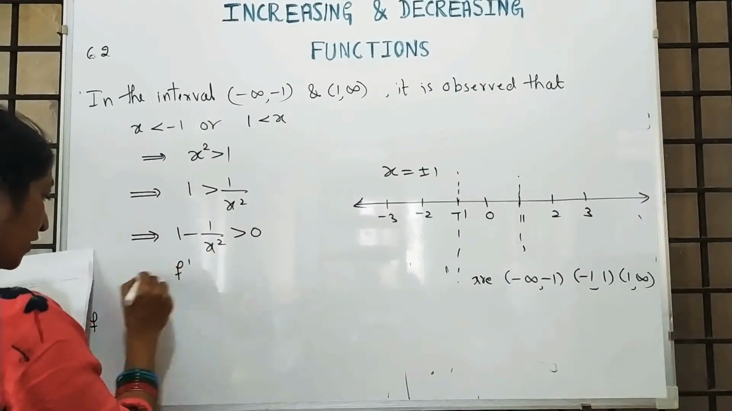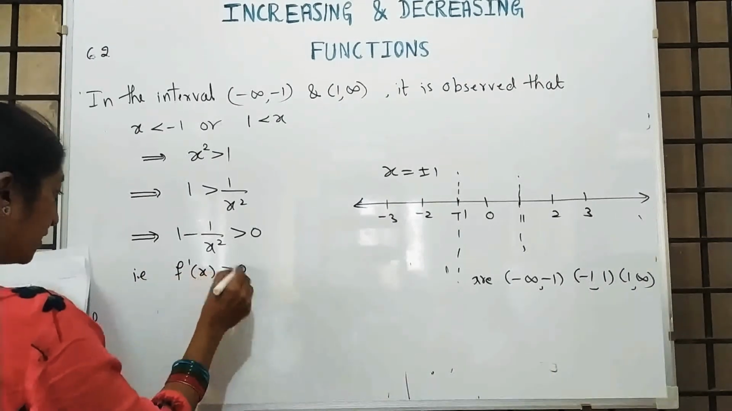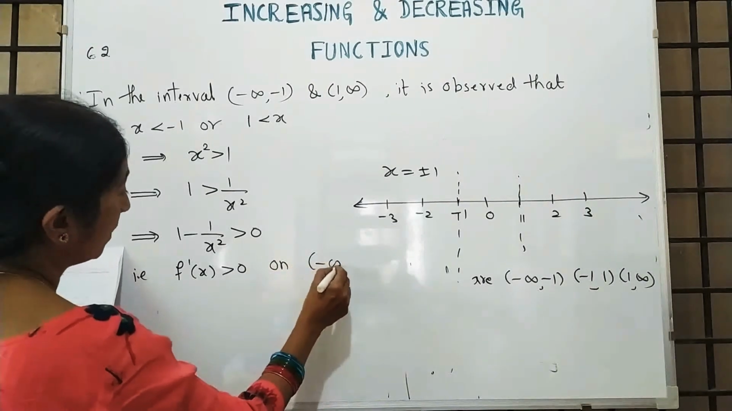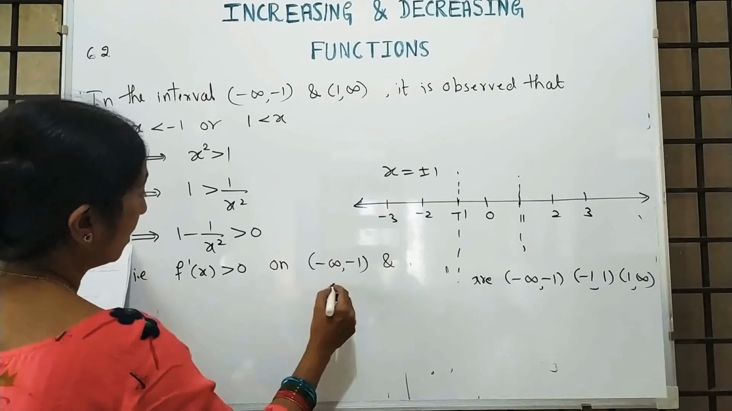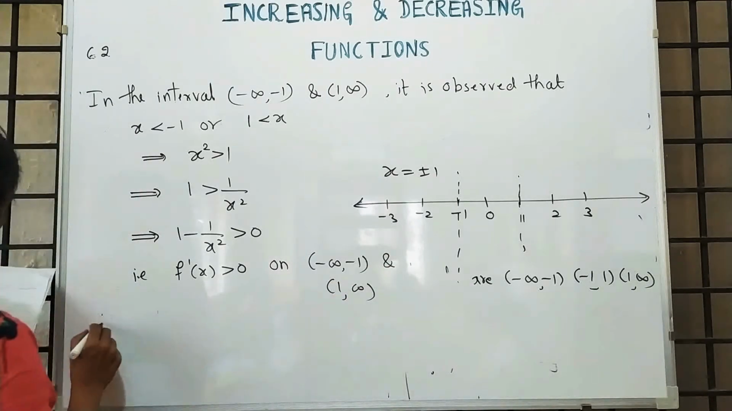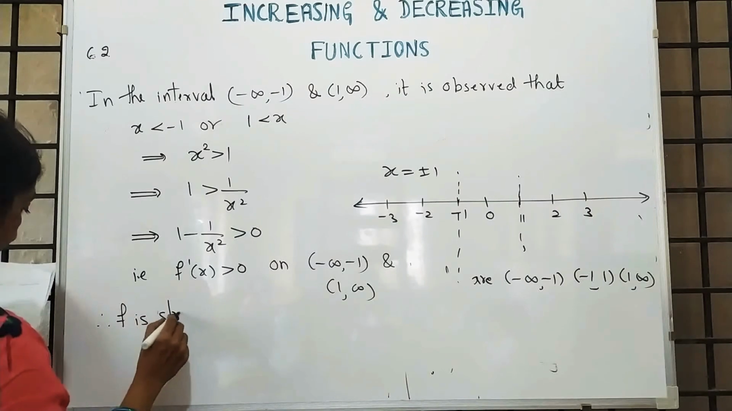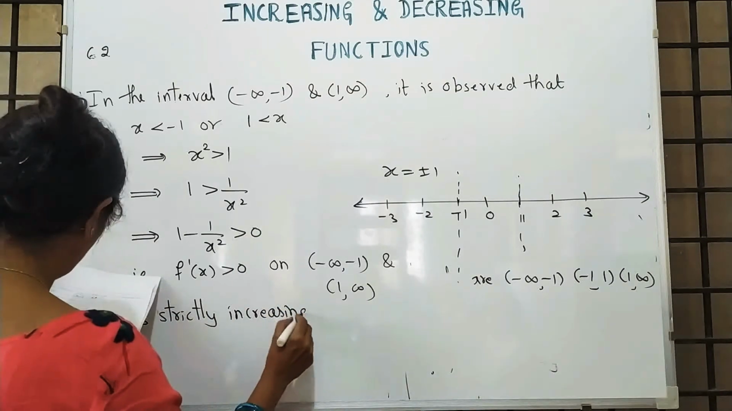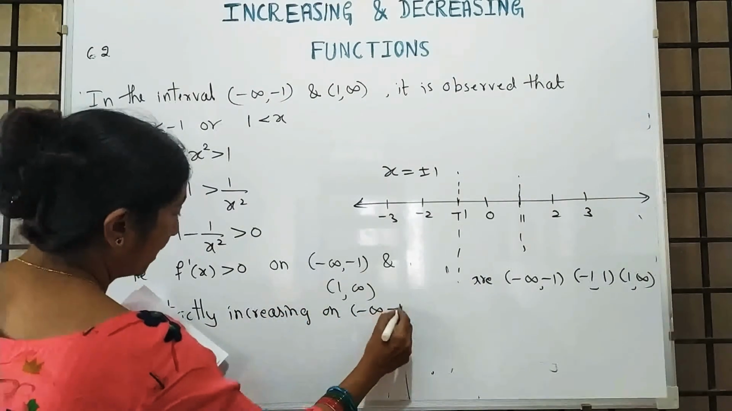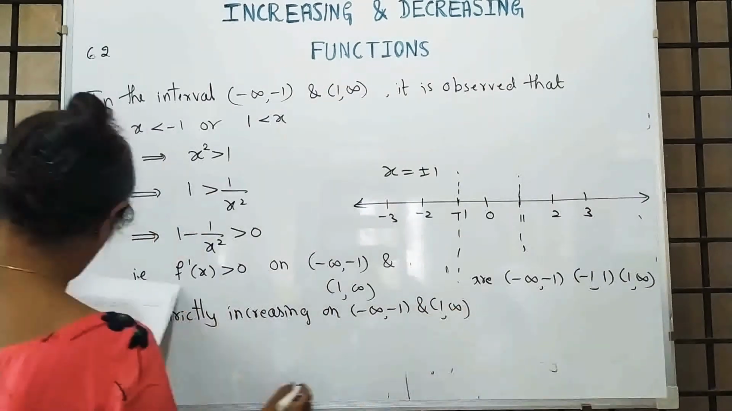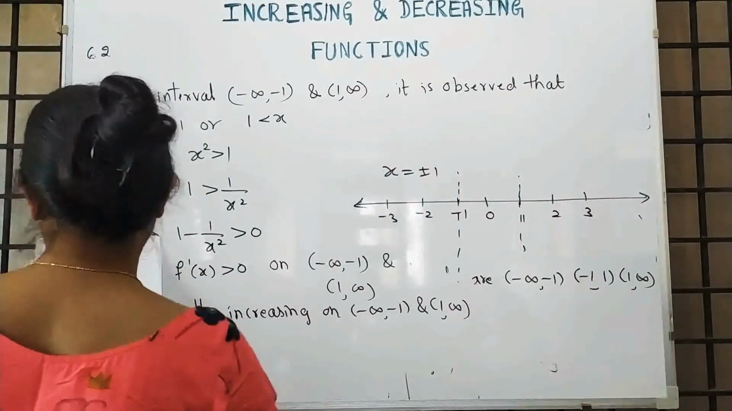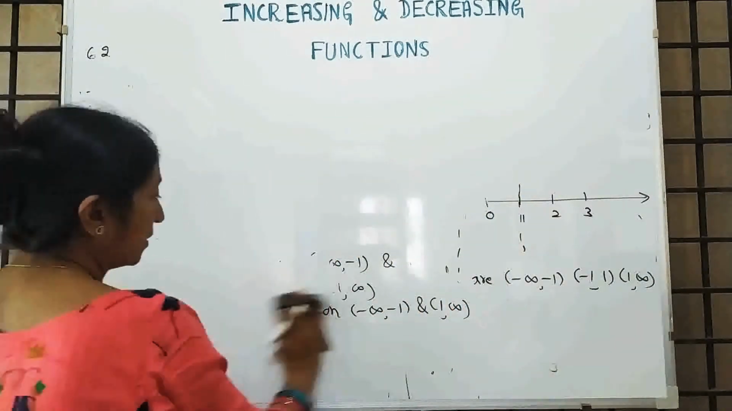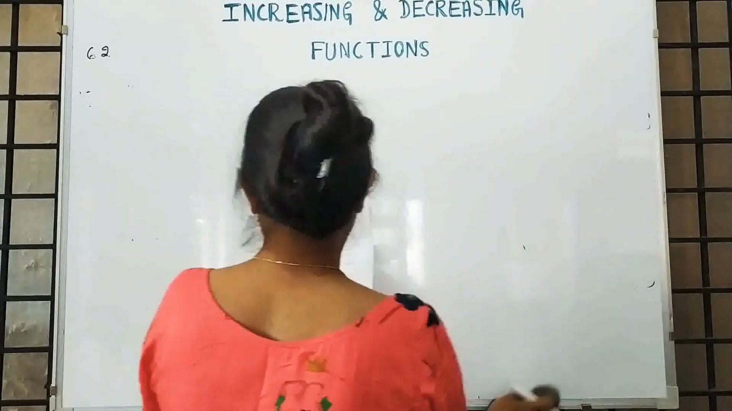And this is first derivative. The first derivative is greater than 0. So, first derivative is greater than 0, when it is possible, it is in the interval minus infinity to minus 1 and 1 to infinity. Therefore, f is strictly increasing on minus infinity to minus 1 and 1 to infinity. Hence, we have to write the final conclusion. Hence, the function f is strictly increasing in the interval.